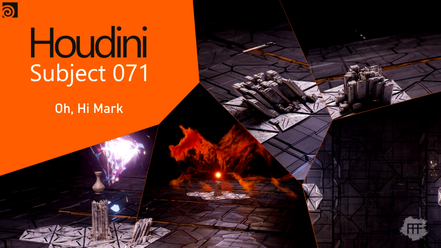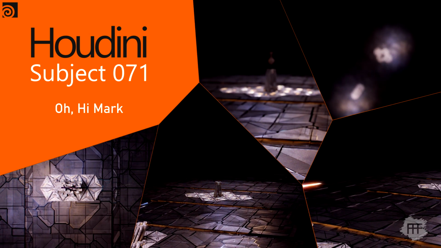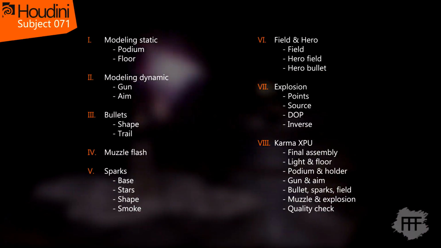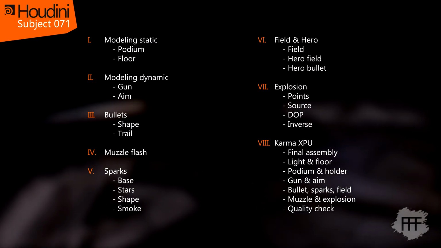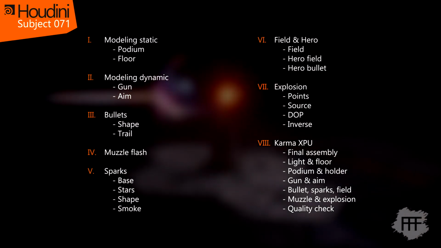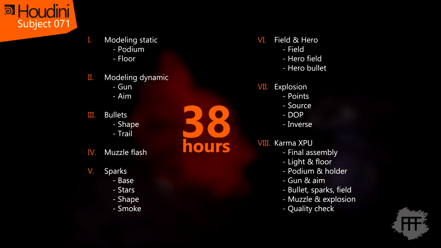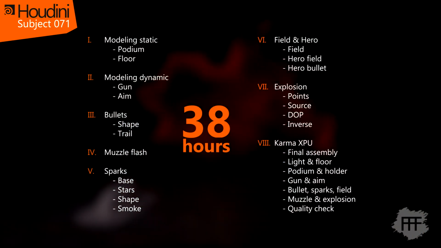This tutorial provides an enormous amount of information for a Houdini artist. The tutorial contains 8 chapters. In every chapter we are going to cover one or several related tasks of our scene, and the total amount of recorded material is 38 hours.